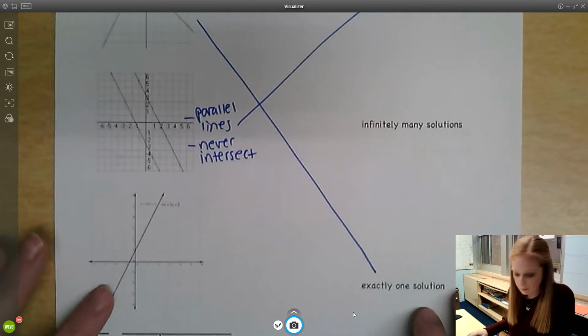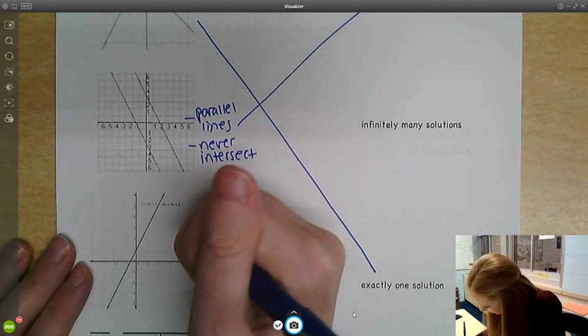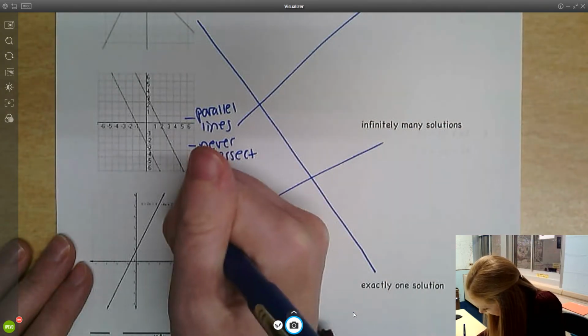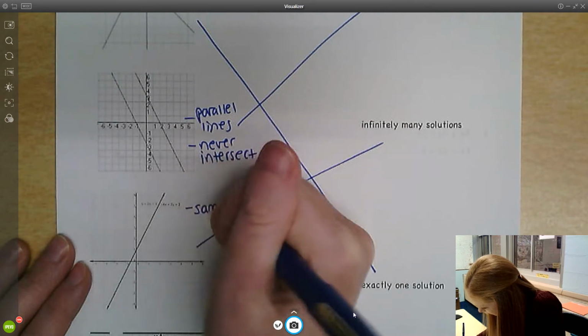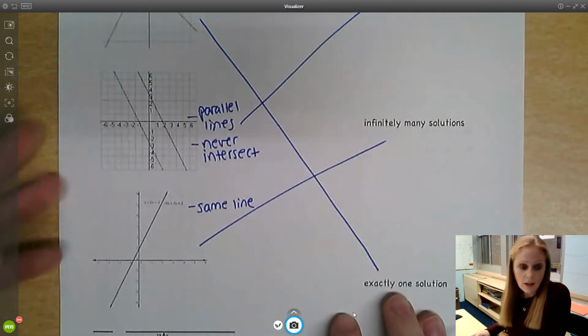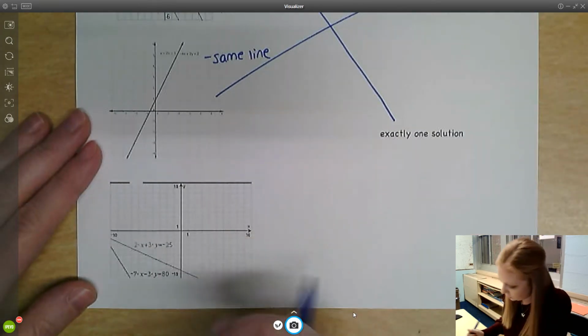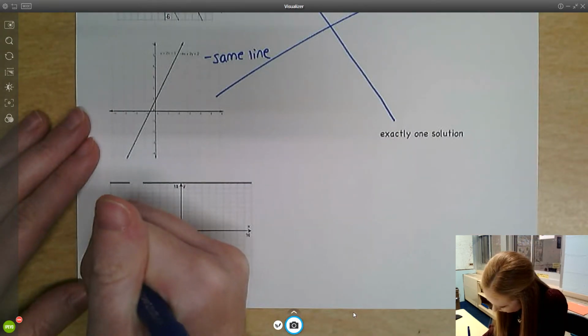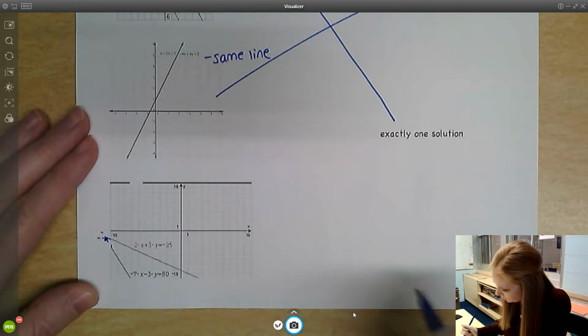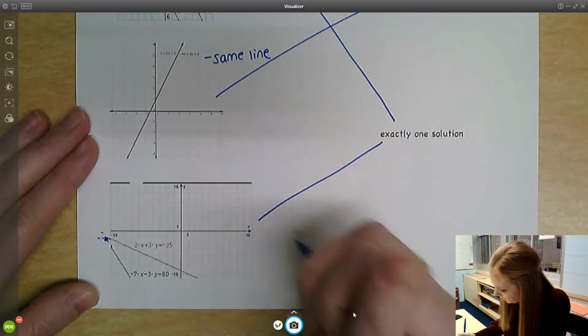This is infinitely many solutions. We have one line on top of each other, the same exact line. And then our last one, the lines don't look like they intersect, so a lot of people are quick to say no solution. But if you kept going, they would intersect once. So that would be exactly one solution.